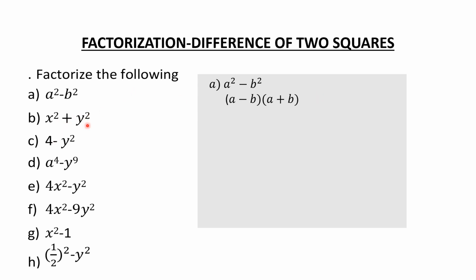We go to b. X squared plus y squared. How can we factorize this one? Since there is a plus here, there is no minus, we cannot factorize.